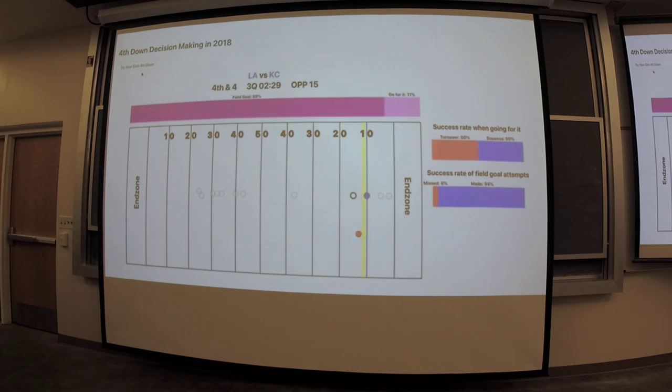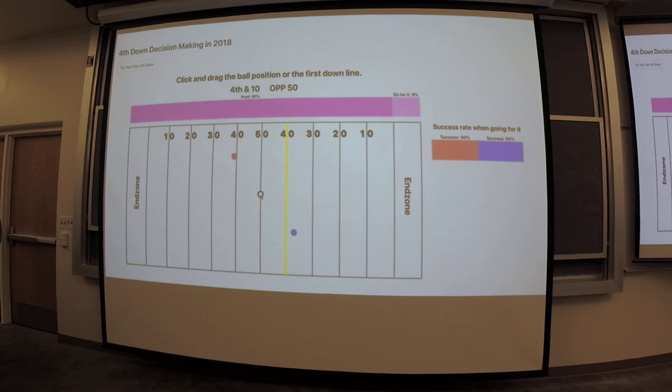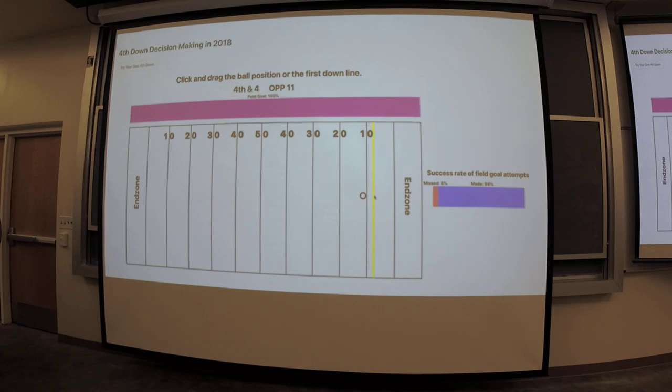Now, what if I want to make my own scenario here? I can click up here, and I can choose where I want to be on the field. Then I can choose where I want the first down line to be in relation to where the line of scrimmage is. This is cool, and I can make it my own and explore what is usually done in the NFL in 2018. That's all. Thanks.